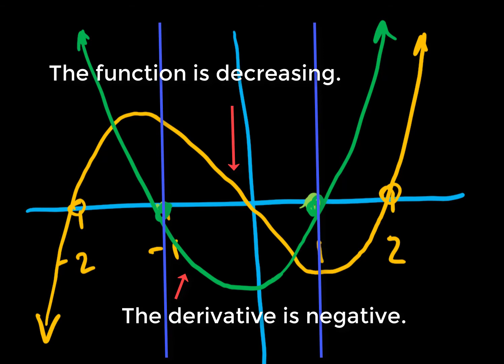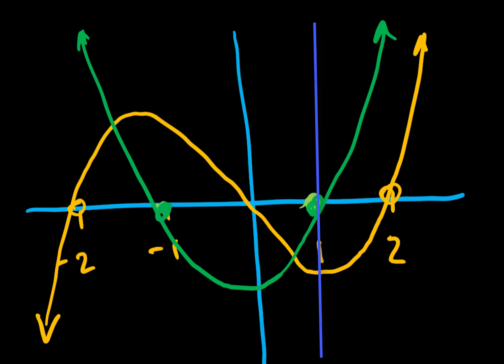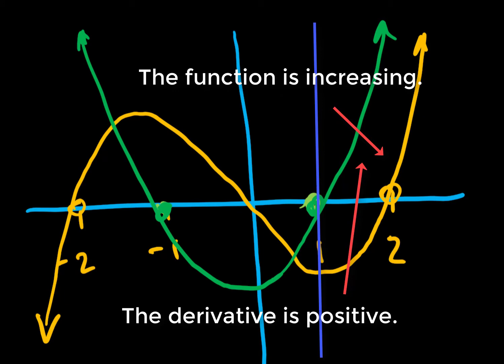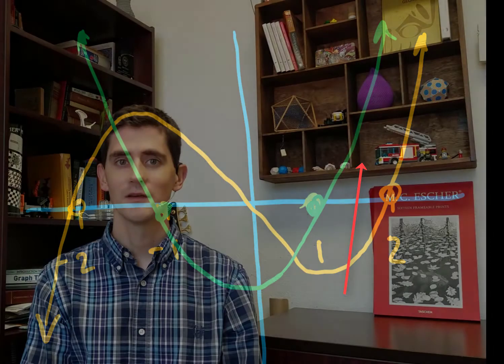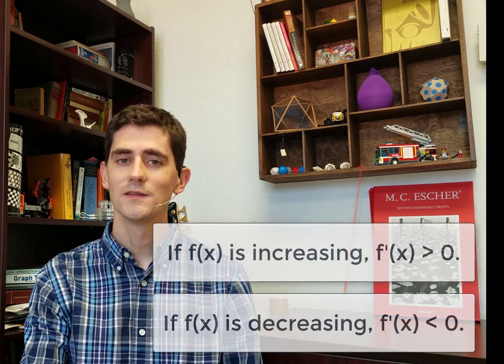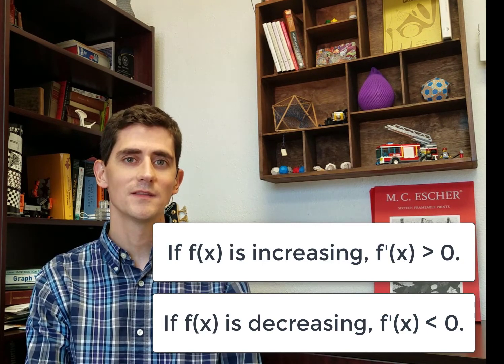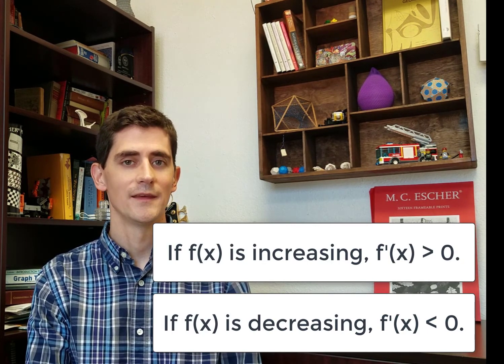What happens after 1? My function, f of x, is increasing now. From 1 to infinity, it's going up. And so what does that say about my derivative? Well, that means I have positive tangent line slopes, so the derivative is above the x-axis. You see the correlation? When f of x is increasing, f prime is above the x-axis. When f of x is decreasing, f prime is below the x-axis.